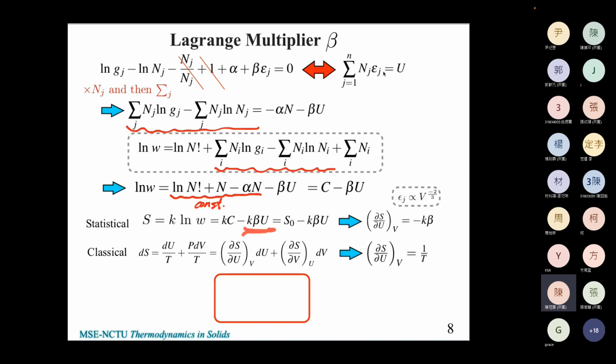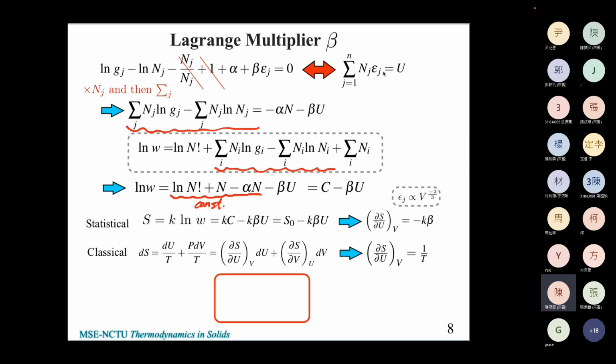S has the constant, and K beta U. All right, so S equal to this, and if we do the partial differentiation with respect to U at constant V, you get this equal to minus K beta. No problem, this is easy, just straightforward from left to right. But for classical thermodynamics, we can connect statistical thermodynamics with the classical one.